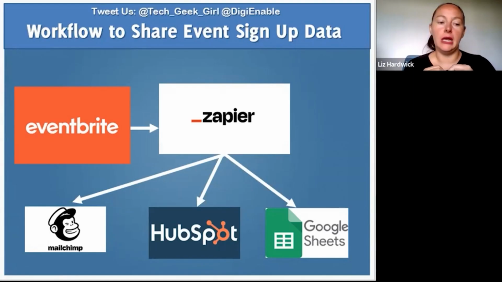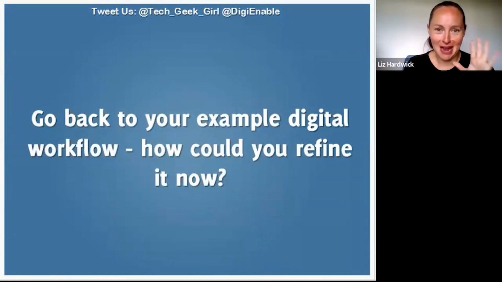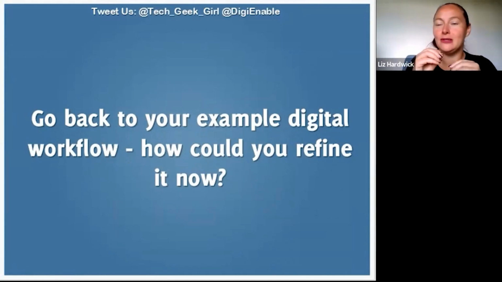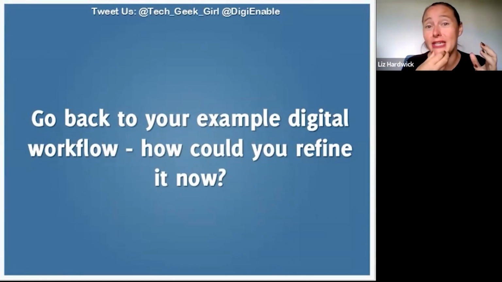So, looking at your workflow, we'll go on to that now. Look back at your example digital workflow. How could you refine it? How could you tweak something? Do you think, actually, having looked at Liz's examples, I reckon Eventbrite automates with something, or Eventbrite actually integrates with something. Eventbrite integrates with a lot. Eventbrite actually integrates with Zoom, so you can have the two talking to each other.